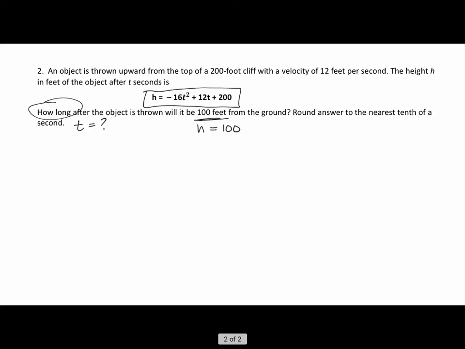Round the answer to the nearest tenth means we're probably going to have an irrational answer again that we have to round. So let's see, if we put 100 in for h, everything else stays the same. Then that gets us an equation here that we can solve for t. First we need to get 0 on one side, so let's subtract 100 from both sides. So 0 is negative 16t squared plus 12t plus 100.